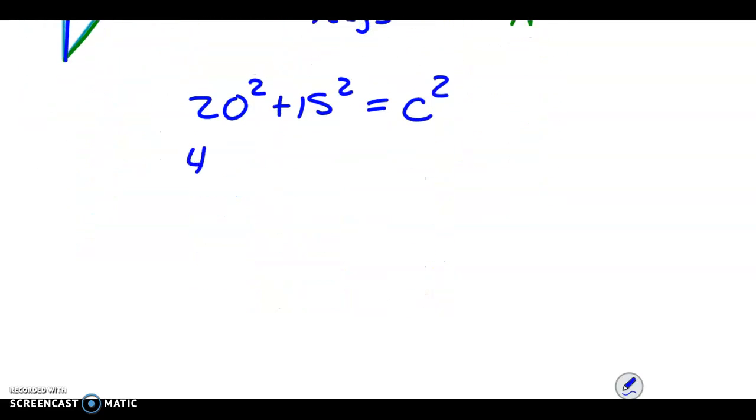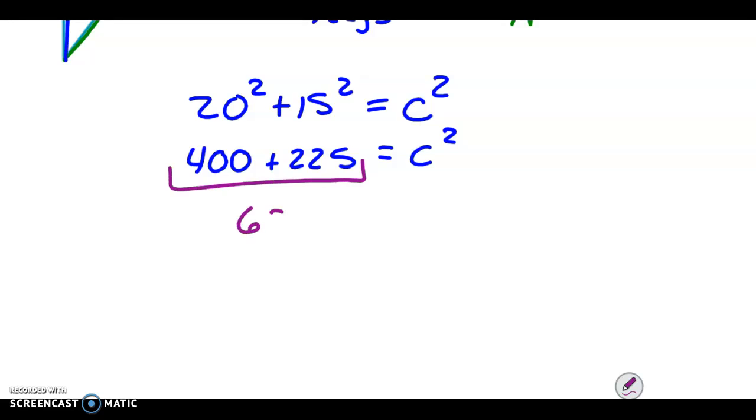20 squared is going to be 400. 15 squared is going to be 225. And that's going to equal C squared. So then we add these two sides up, and 625 is equal to C squared. And then in case we've forgotten this next step, in order to get C alone, when it is currently being squared, to solve equations, we do that inverse operation.